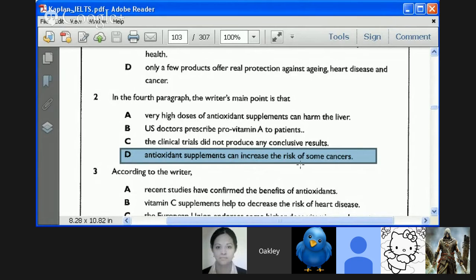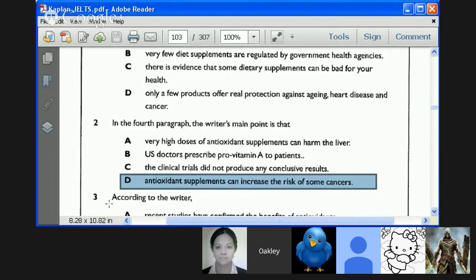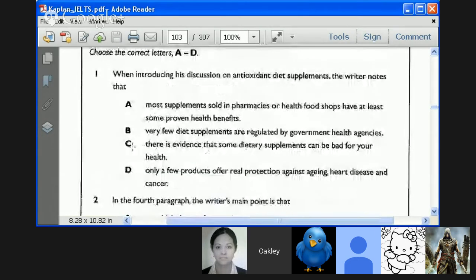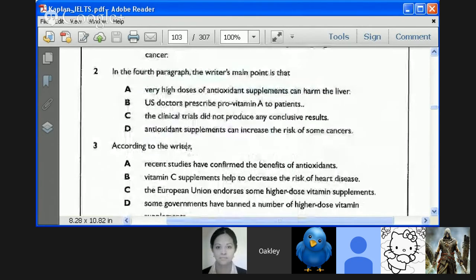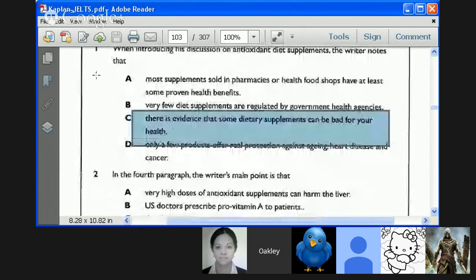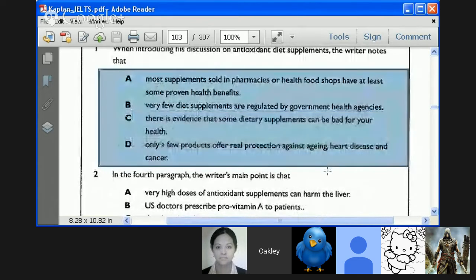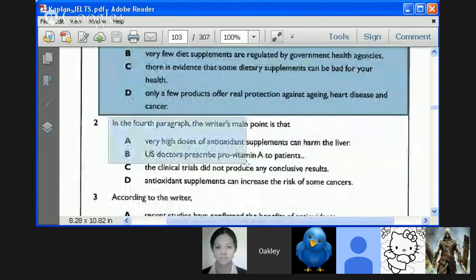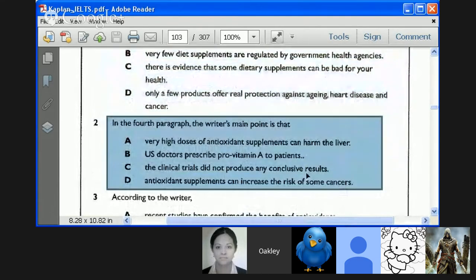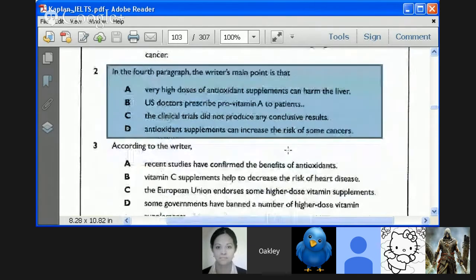Can increase the risk of some cancer. So wait a minute. This statement, now that we've done this, looking back at number 1, it looks an awful lot like C. There's evidence that some dietary supplements can be bad for your health. Okay. The reason I dragged you all through number 1 when there wasn't any conclusive answer is to show you that you should just keep going, ignore it for now, don't pick one out of desperation, just wait. The answer may come up later.